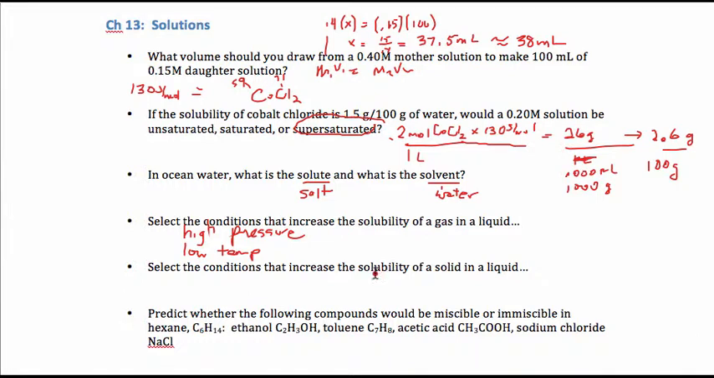Select the conditions that increase the solubility of a solid in a liquid. Okay, so what we found here was that high temp helped. High temp, stirring, and then smaller particles. Okay, so you know how if you have a chunk of sugar in your cold iced tea, it doesn't dissolve well at all. But if you can use the little ground up sugar packets and warmer temperatures, you can get the sugar to dissolve really easily. Alright, predict whether the following compounds would be miscible, meaning they dissolve, or immiscible, do not dissolve.